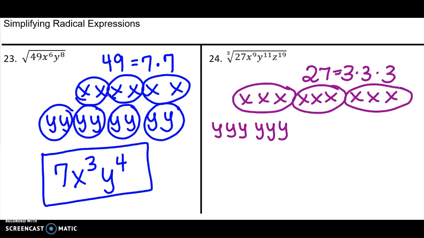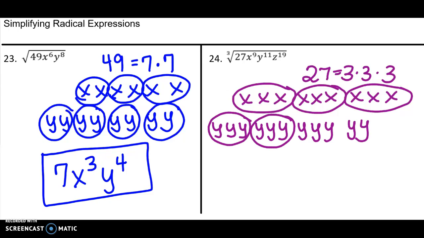4, 5, 6, 7, 8, 9, 10, 11. So I have 1, 2, 3 groups of y's, and then I have 2 left over that don't fit into a group of 3. And then finally the z's, we have 19 of them. Now I'm not going to write that out. I know that if we have 19 z's, we can make 6 groups of 3 with 1 left over, because 3 times 6 is 18, and then we'll have 1 left over for that 19th z.